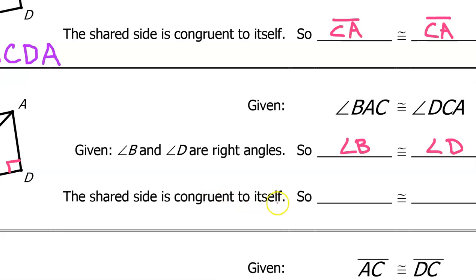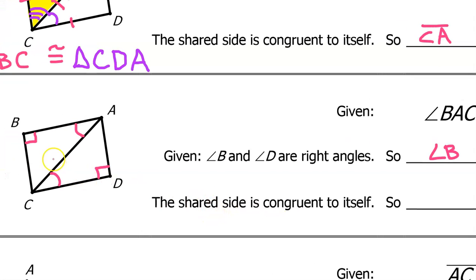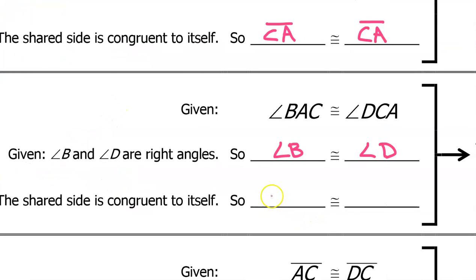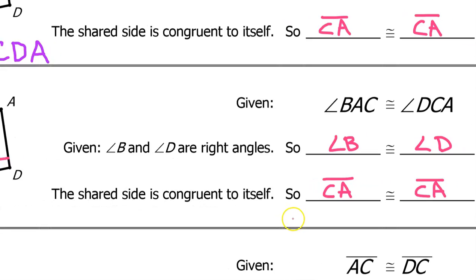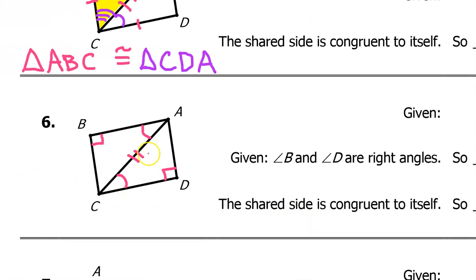And then the shared side is congruent to itself. So let's mark that. And the shared side is a segment CA. So we will say that CA is congruent to CA. So this should be enough information for us to prove that the triangles are congruent. Let's go ahead and focus on one triangle at a time. All right, so let's focus on this yellow triangle.